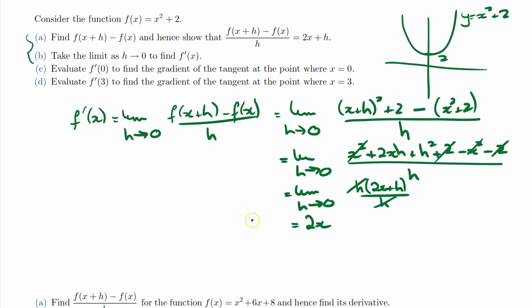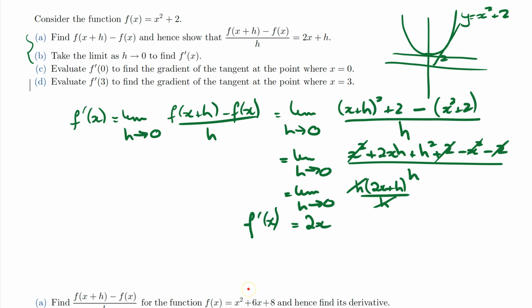So again, what's the significance of that? It's the slope of the tangent and therefore the slope of the curve anywhere. So at x equals 0, which is here, the slope is twice 0, it's 0. And at x equals 3, which is out here somewhere, the slope is 6. So it all fits.